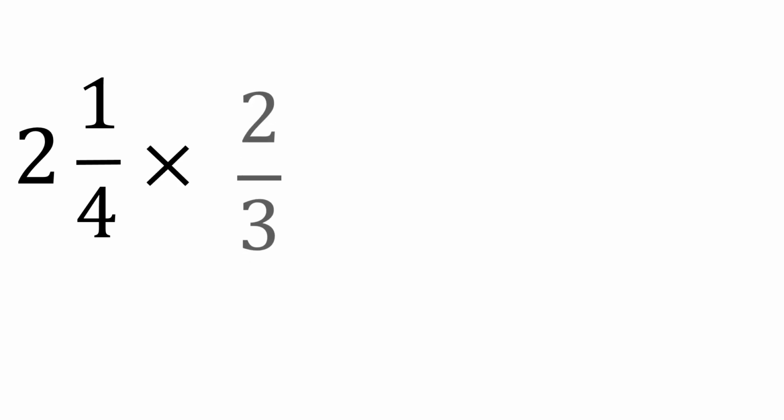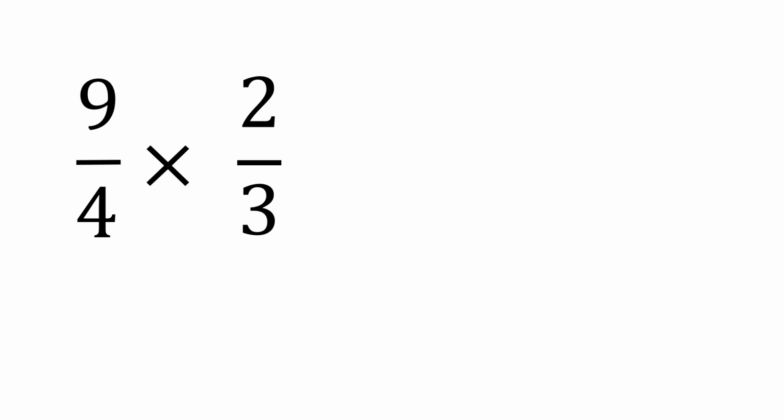How about this? 2 and 1/4 times 2/3. Now this time, it involves mixed number. So you have to keep in mind, in multiplying fractions, mixed numbers should be first changed into improper fraction before solving it. So let's change it to improper. So multiply 4 times 2, that's 8, plus 1, that becomes 9. So let's change it to 9. And this is now the improper fraction.